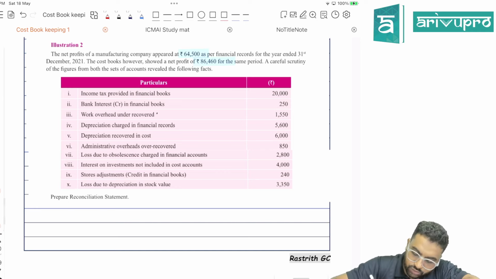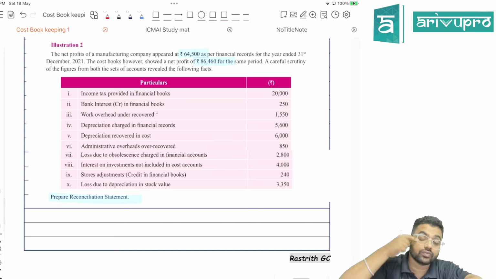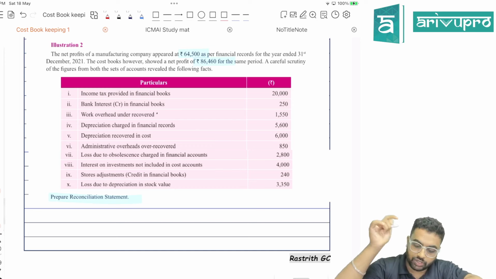They are just asking you to prepare a reconciliation statement. Here, the starting point you can take anything, whichever you are comfortable with. Sir, but you tell, sir, what shall we take? Take cost profit as the starting point. Okay.